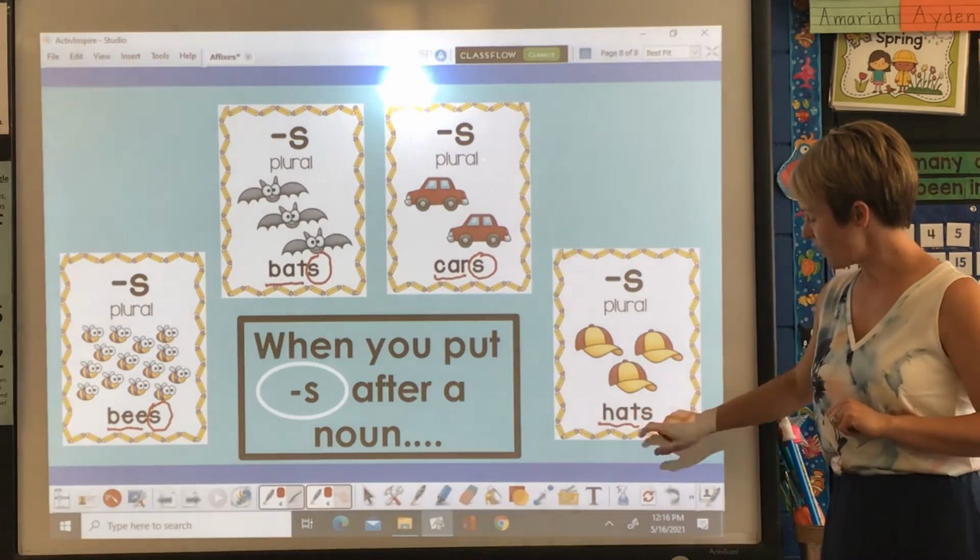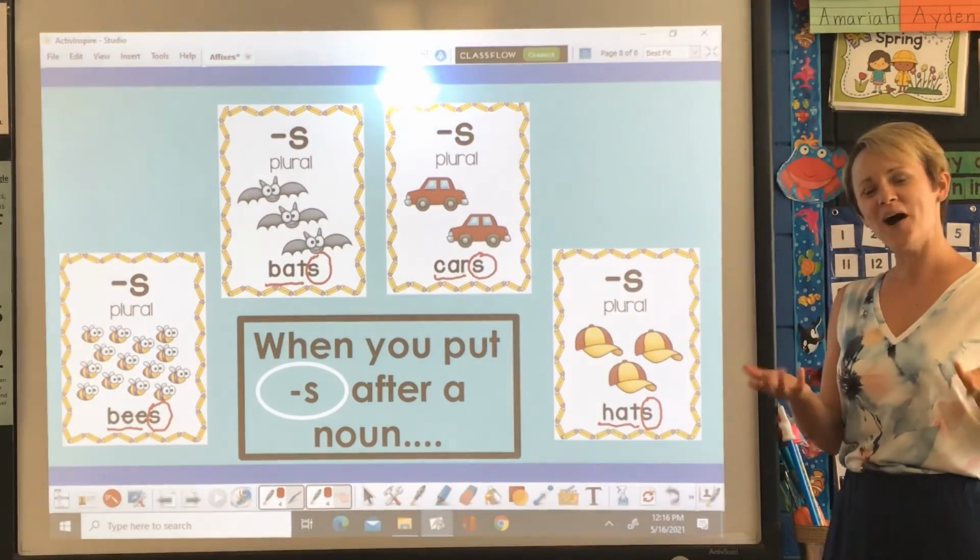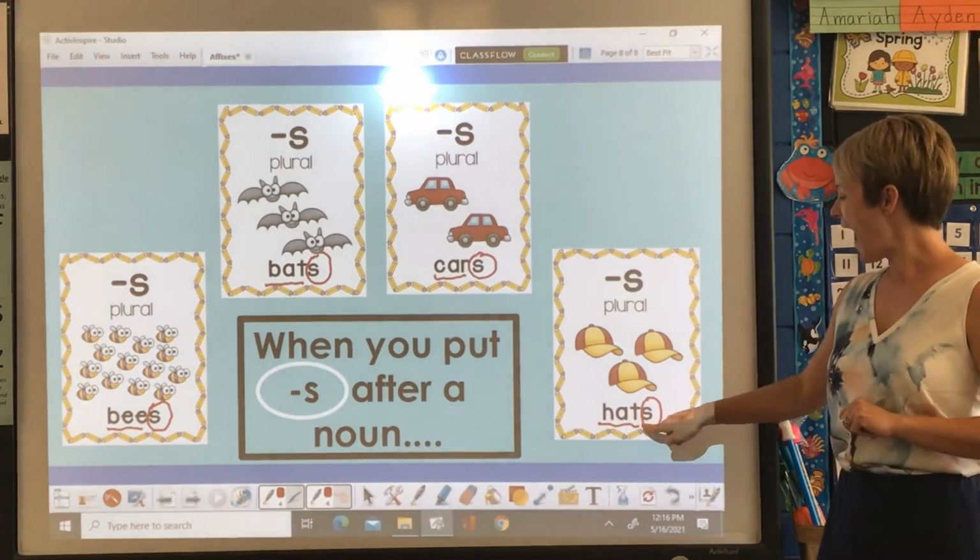And you can do that with hat. By adding S, it means more than one. I see 3 hats.